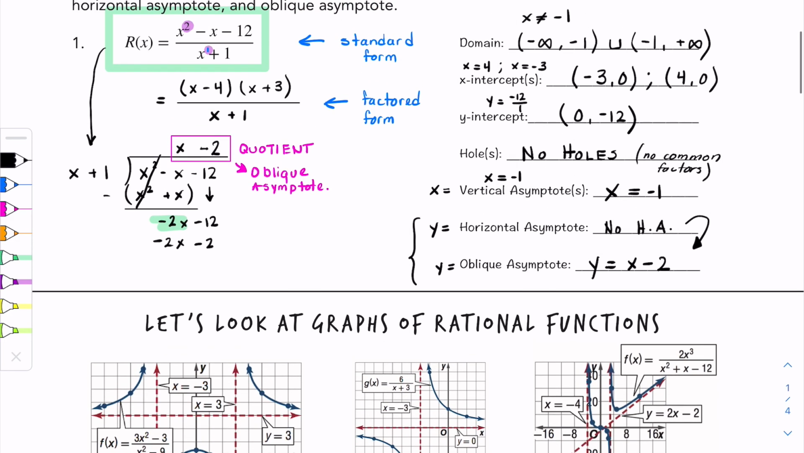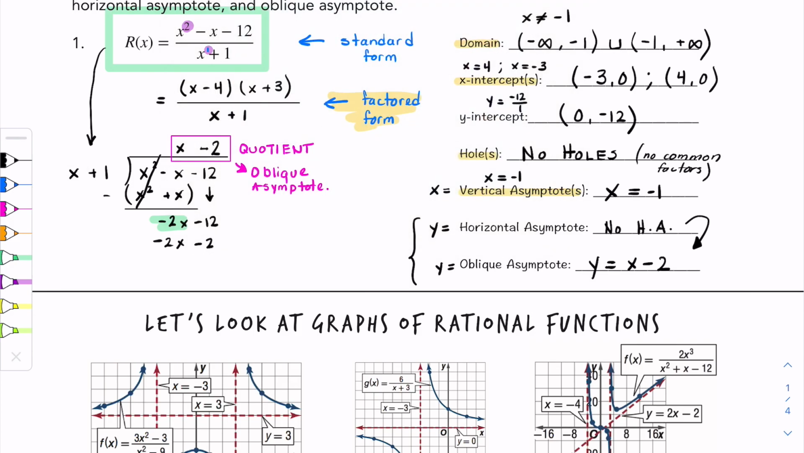So just briefly, I'm going to use a highlighter to indicate which ones go with which. Factored form we'll highlight in yellow. Domain comes from factored form. X-intercepts come from factored form. Holes come from factored form. Vertical asymptote comes from factored form.